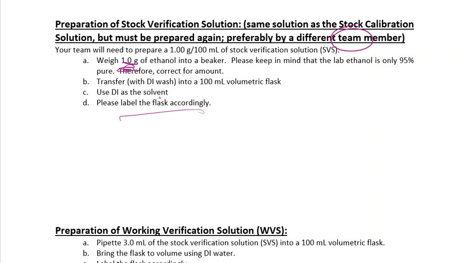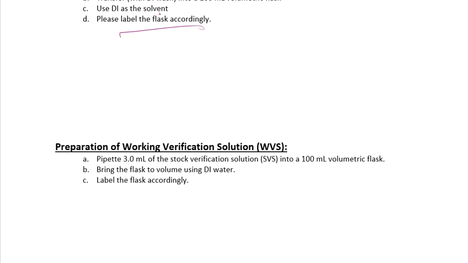Next is the preparation of the working verification solution. So that's like way too strong. So in this next step, what they want you to do is pipette 3 mils of that into a volumetric flask, dilute to the line with water, and then label it. This is what's going to be run, the working pieces, not the stocks.